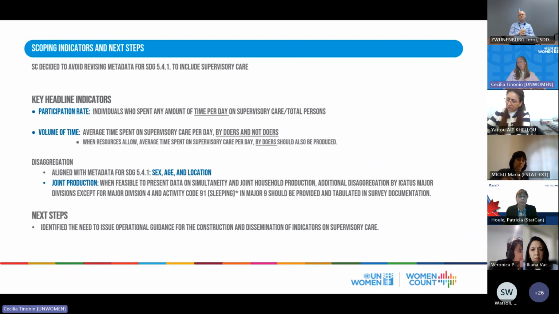So our work stopped here, and in terms of next steps, we identified the need to issue operational guidance for the construction of indicators, as well as the dissemination and tabulation of indicators on supervisory care.